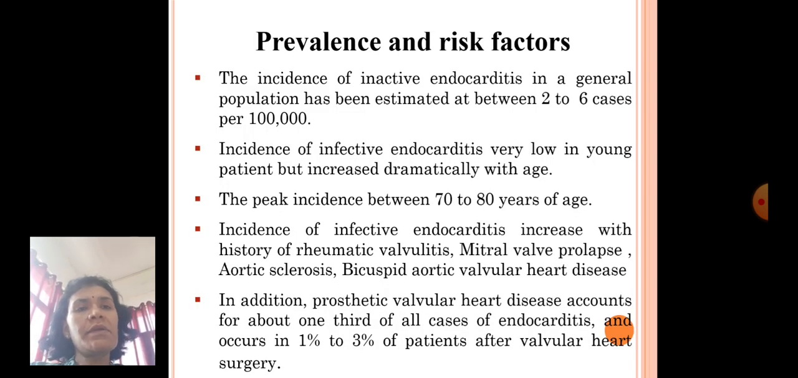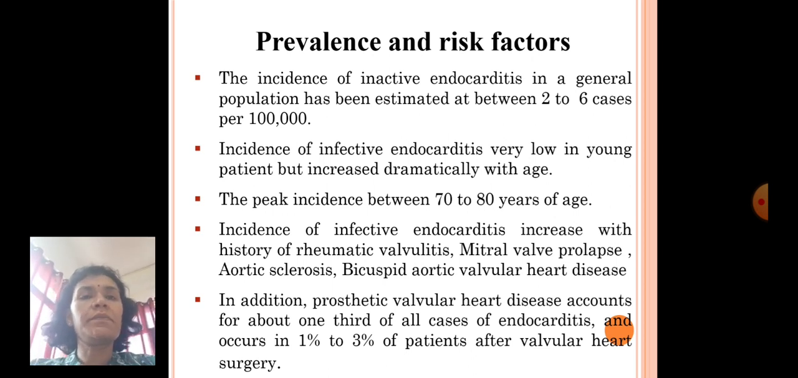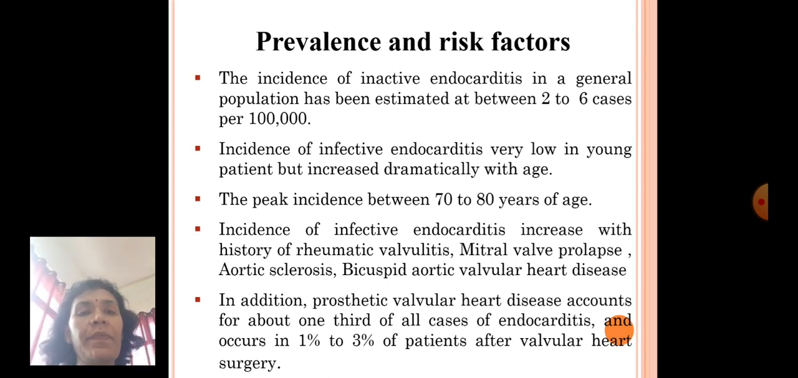The prevalence and risk factors of infective endocarditis. In the general population, the incidence has been estimated between 2 to 6 cases per 100,000. The incidence of infective endocarditis is very low in young patients, but as the age increases, the incidence also increases dramatically. And the peak incidence is seen between 70 to 80 years of age.